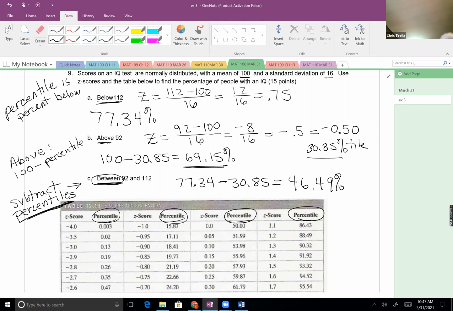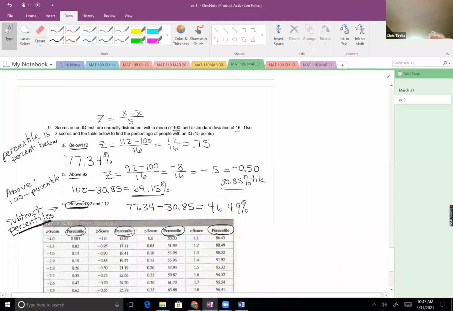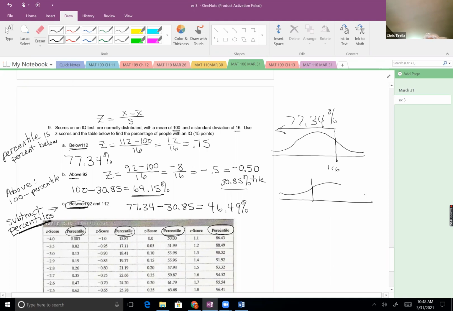Again, it's not necessary, but I know that in a statistics class, it's strongly recommended that when you do something like this, you draw it on a normal curve. So the first one, 116, the percent below was 77.34%. The second one, the 92, was below the middle. The percent below was 30.85. When we subtract from 100, we get that the percent above is 69.15.